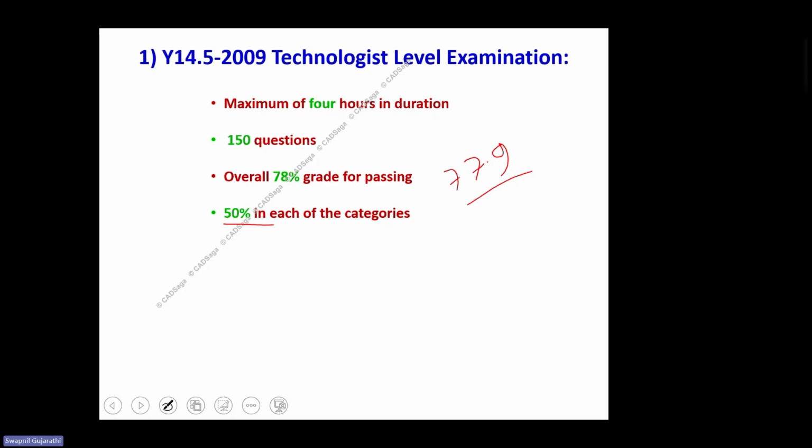Guys, as per the 1994 exam, for technologist level, 75% was required, and for senior level, it was 80%. But now they mixed those together, 75 plus 80 divided by 2. Now they came up with this weird number, 78, which is nothing but 77.5 in reality, rounded to 78%.